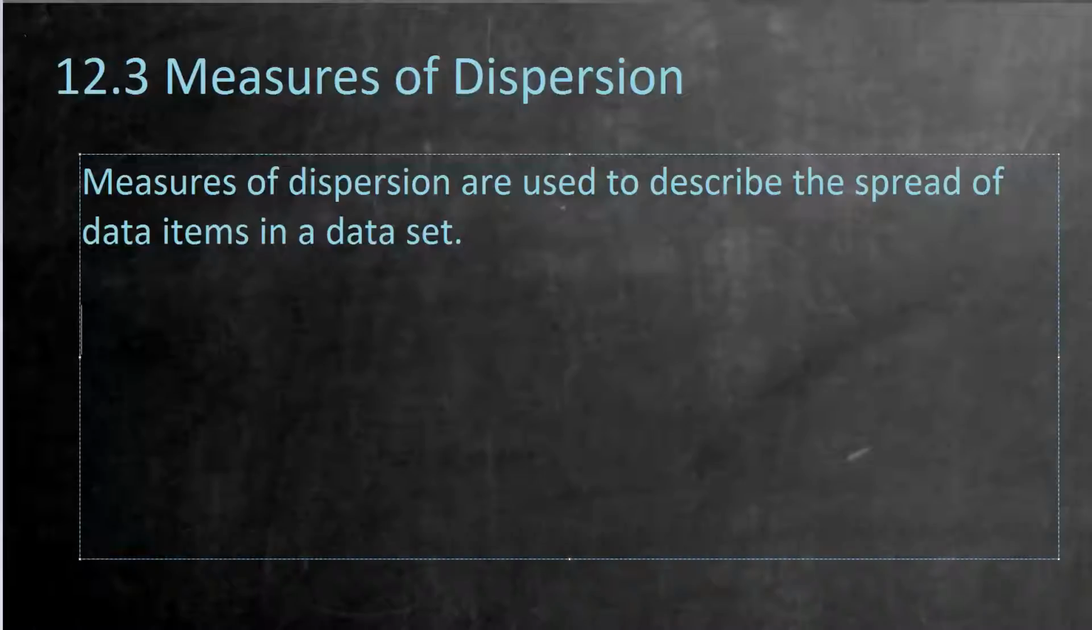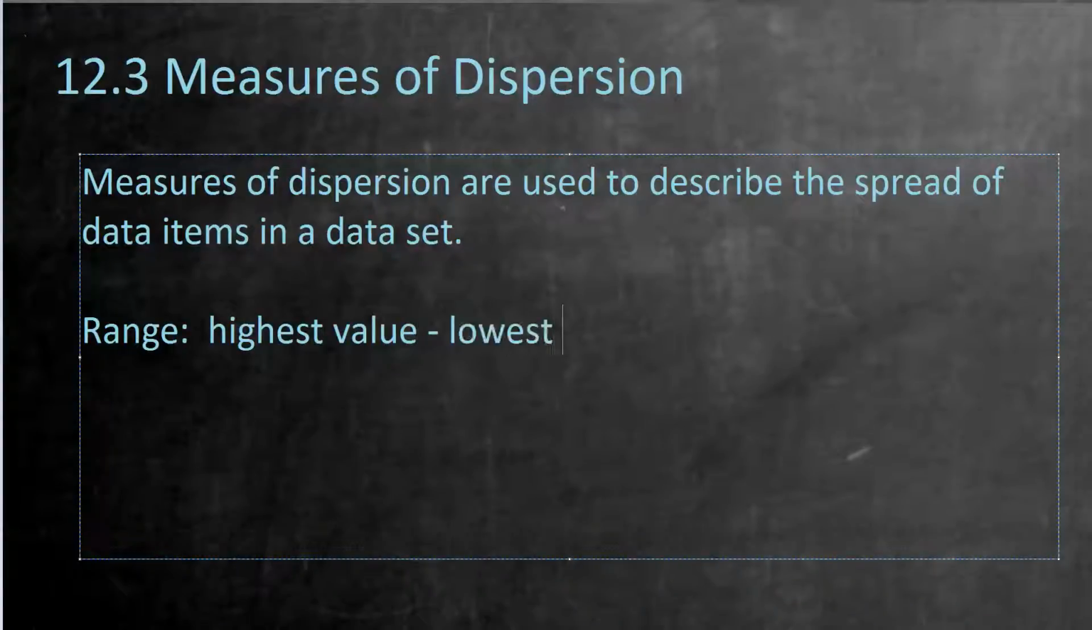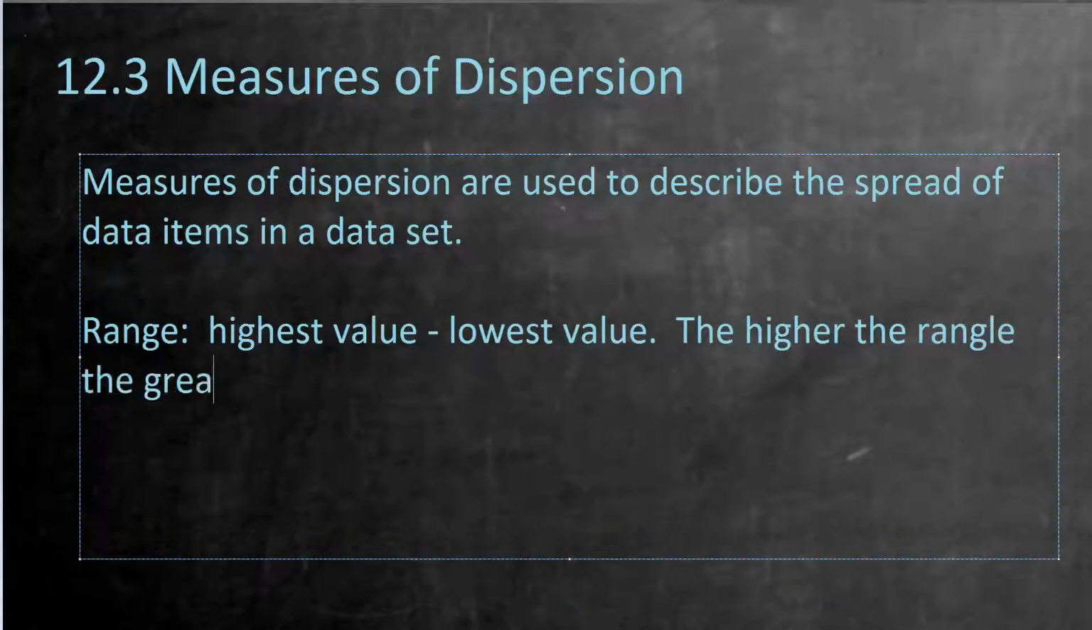So our measures of dispersion are used to describe the spread of data items in a data set. The first measure of dispersion we have is our range. That is just your highest value minus your lowest value. And that tells us how spread out our data is. The higher the range, the greater the variation.